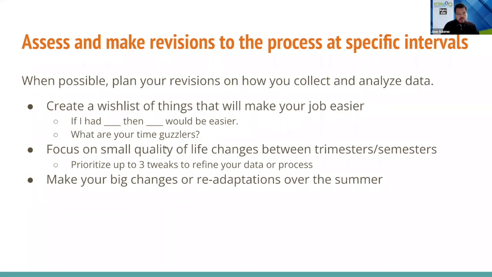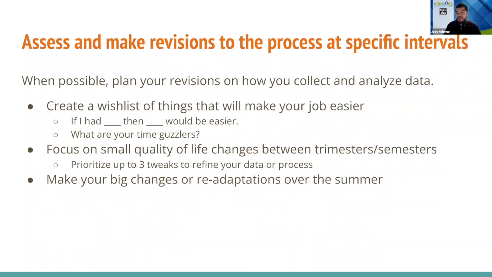During the year, I focus on small quality of life changes between trimesters or semesters. So here you could prioritize up to 3 tweaks to refine your data or process. If you're starting at the beginning of the year, you have your plan and you analyze that throughout that first trimester. You have your wish list there. You pick 3 things that you could add, up to 3. And then you rinse and repeat until trimester 3.